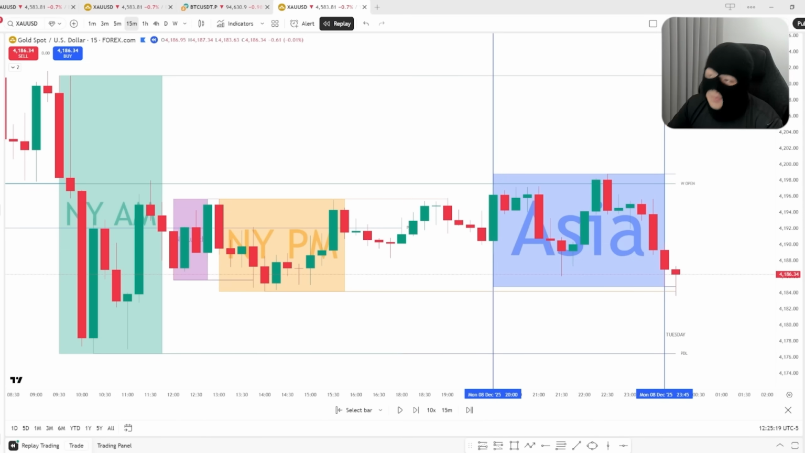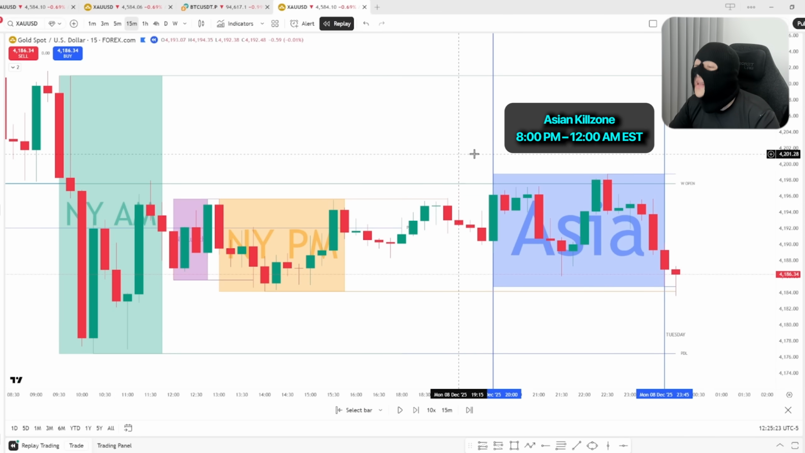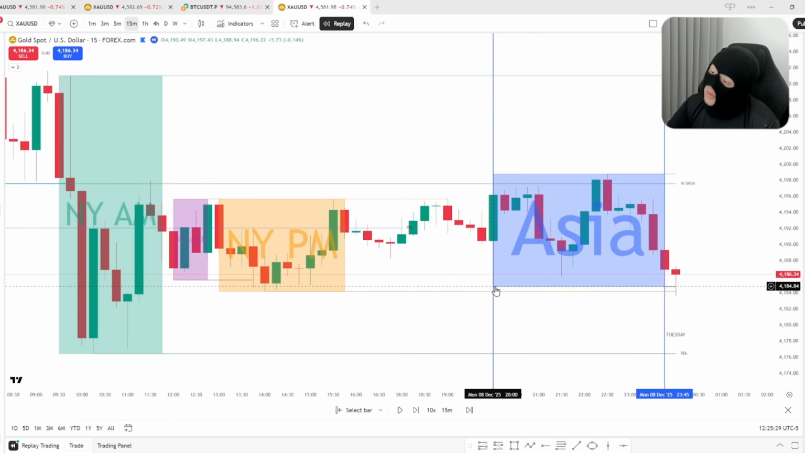I'll keep this as simple as possible. Asian kill zone happens between 8 p.m. EST to 12 a.m. EST. This session is mostly about consolidation. For major USD pairs, Asia typically forms a tight range. Price moves slowly, volume is low, and the market is essentially building liquidity for the next session.